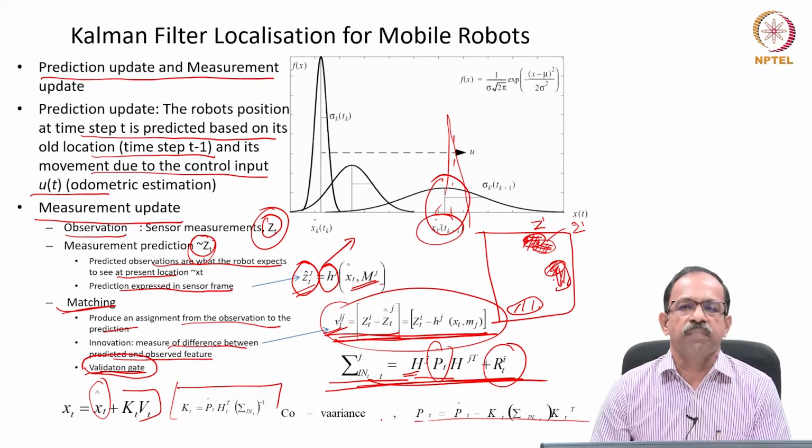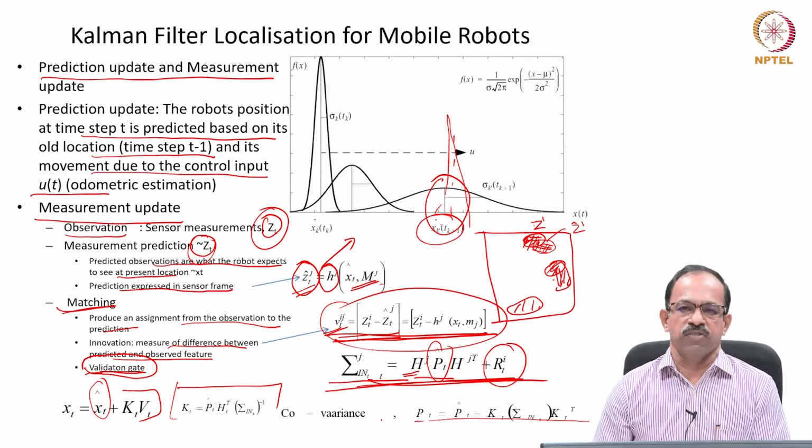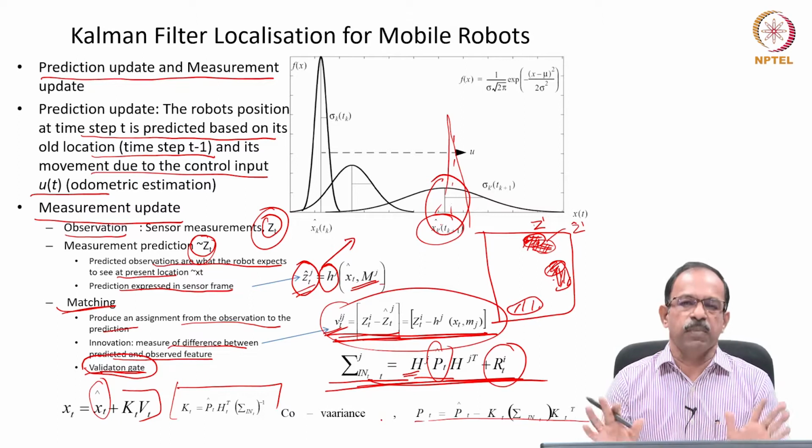So this is basically the Kalman filter based localization of mobile robots. So that is the basic principle.